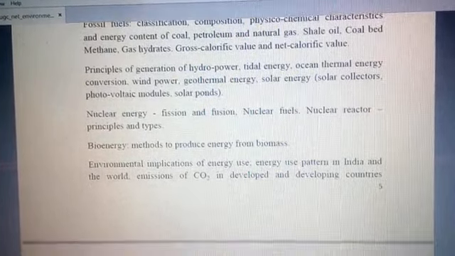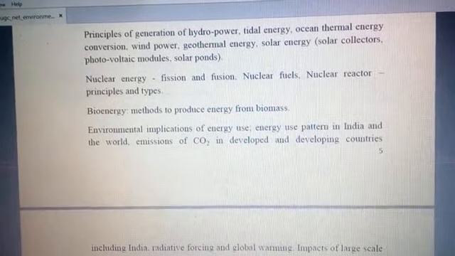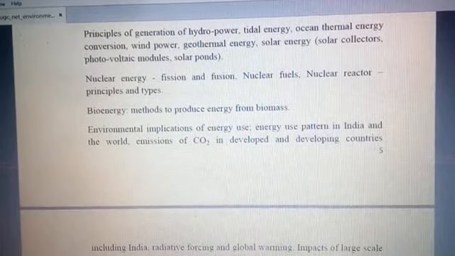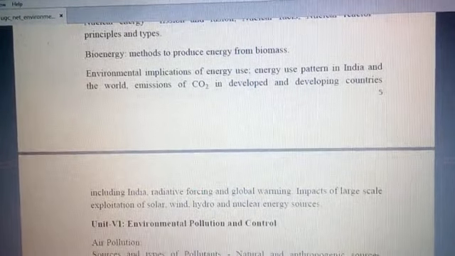Radiative forcing and global warming, impact of large scale exploitation of solar, wind, hydro and nuclear energy sources. Unit 6 contains environmental pollution and control.